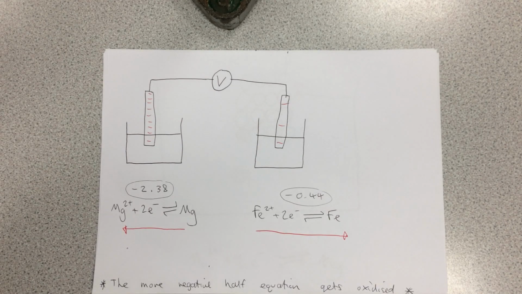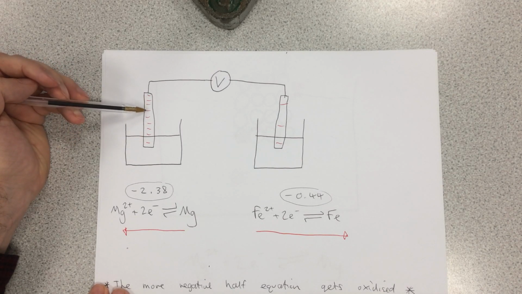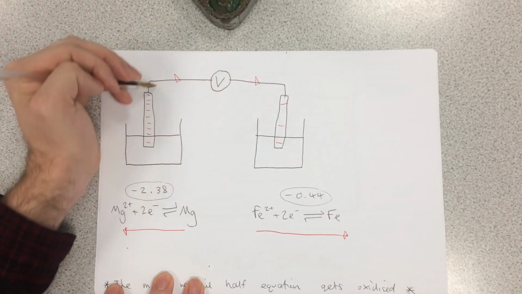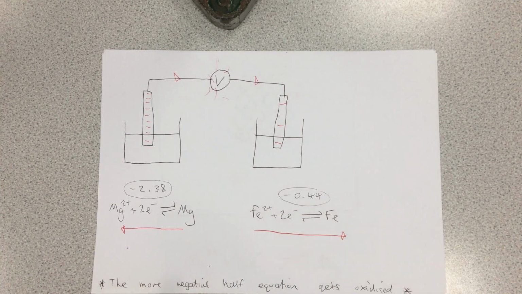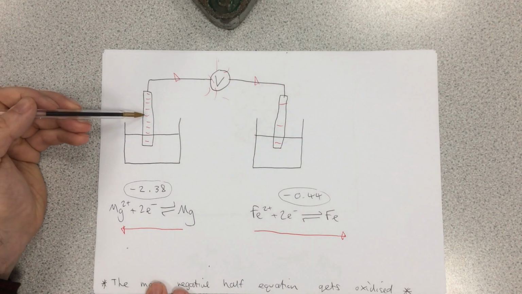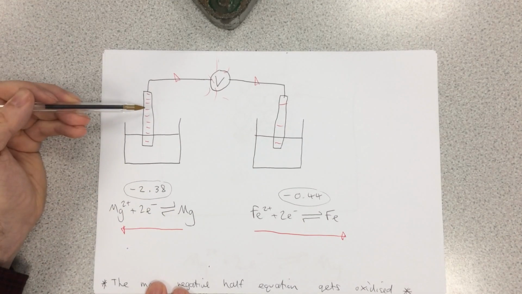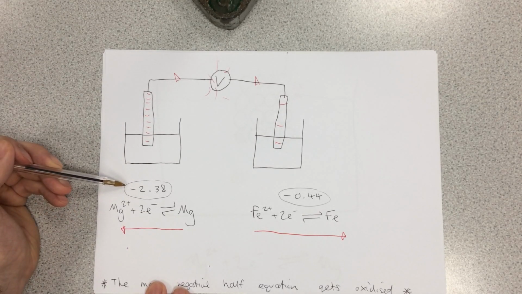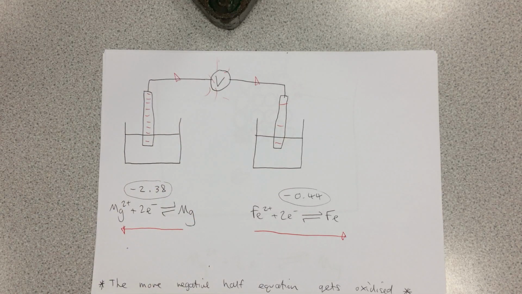But let's have a look at why that is. The fact that I have more electron density here means the electrons are going to be repelled. They're going to go across the wire, power whatever it is, if you've got an appliance, into the other side, just because of electron repulsion. So this side is losing electrons because it has a higher electron density, and we know that because it has a more negative electrode potential. Then this side is gaining electrons.